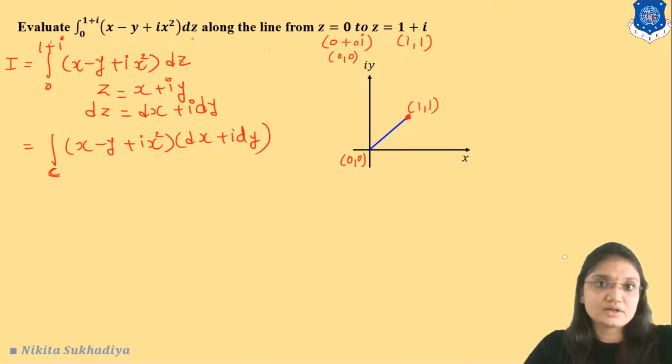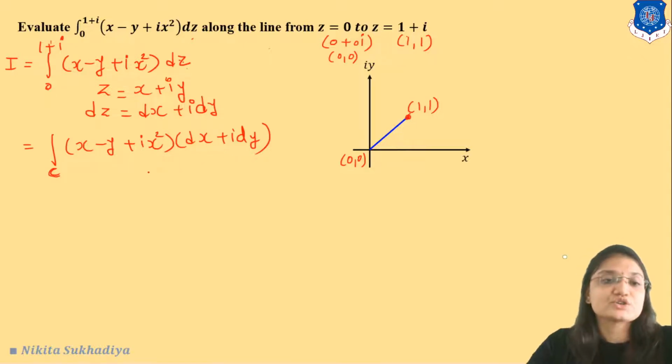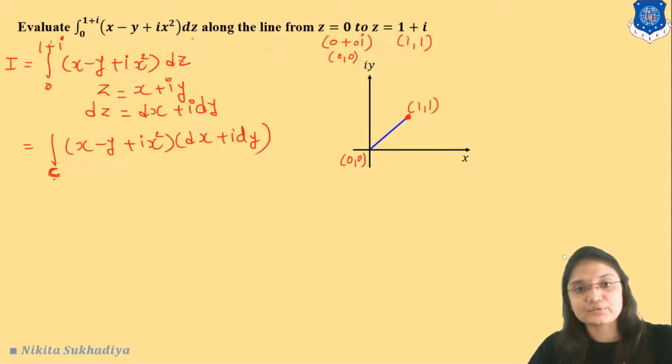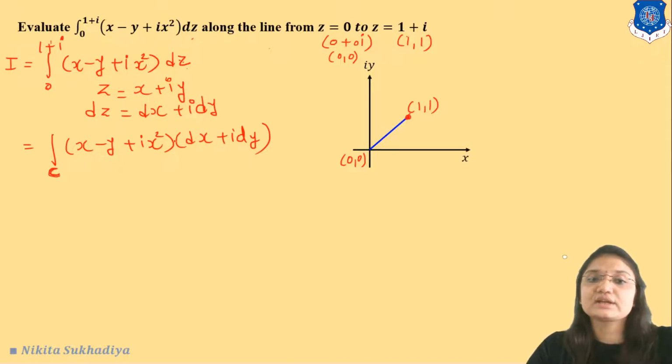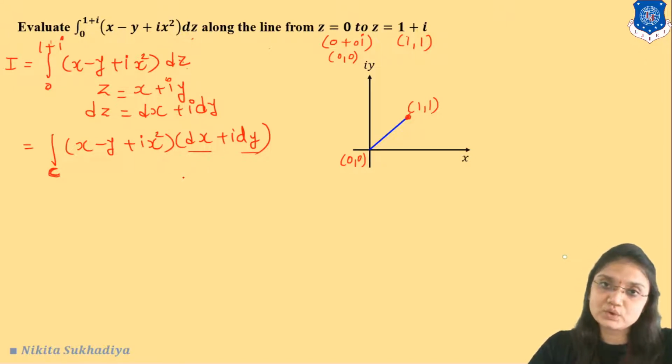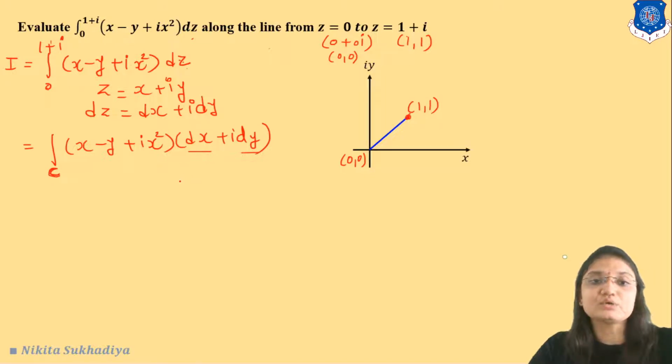Now here it is not decided whether we are going to take integration with respect to x or with respect to y. That's why I am writing only c, which means curve. Here you can clearly see that dx is present and dy is present. So either you can integrate with respect to x only or with respect to y only. Here we have to convert all x by y or all y by x.